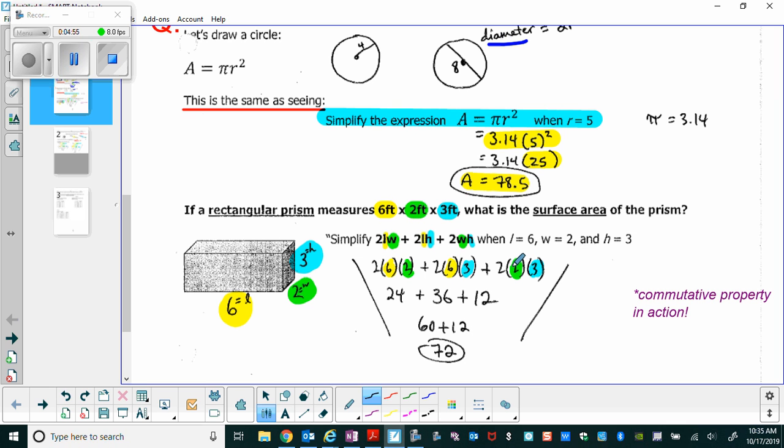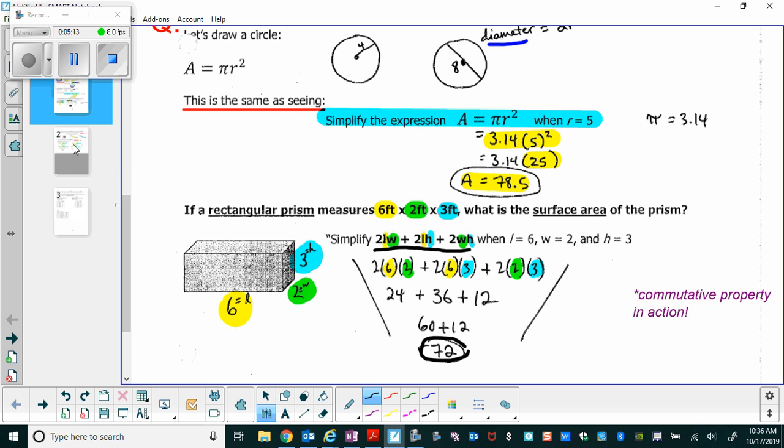And over here we got 2 times 2 is 4, times 3 is 12. And then when you add these three numbers up, you're going to get 72. So if you've ever found the surface area of a rectangular prism, you have simplified an algebraic expression after being told what numbers to plug in.